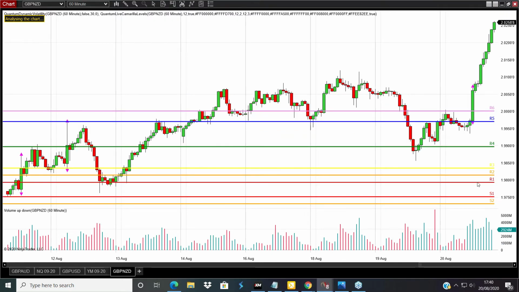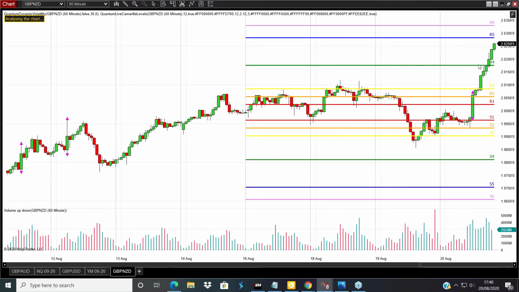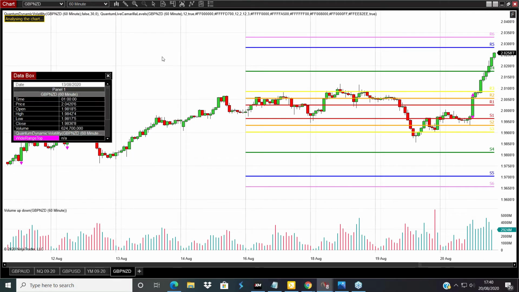So we go up to the 60 and we see here, okay, it did get through the 4th. There was no congestion here. There was a little bit of weakness, and it didn't really retest it. So where's this going? Well, it's going to try and get to the R5, which is up here, at 2.0284. And you can then be confident and think, great, I've done this analysis.